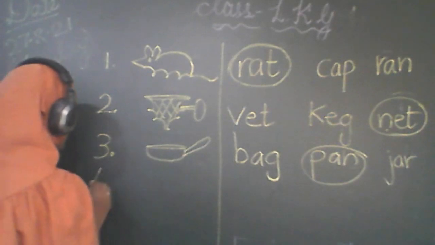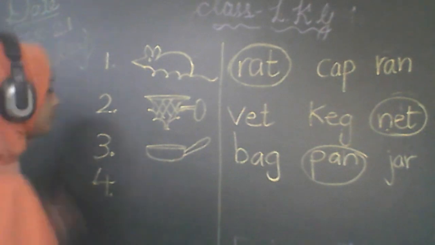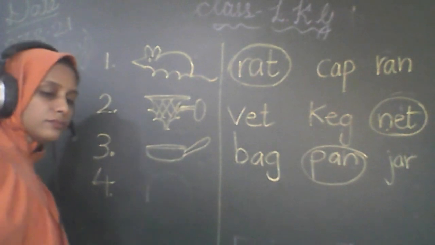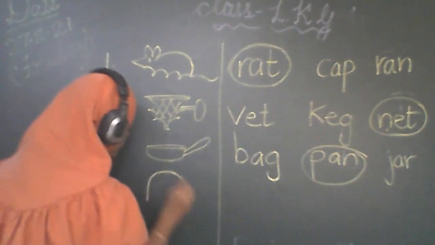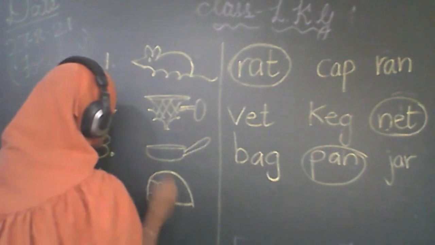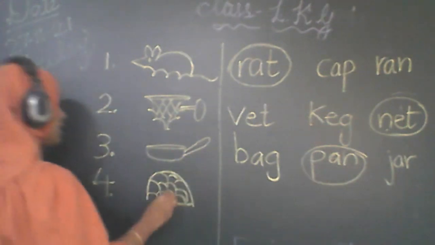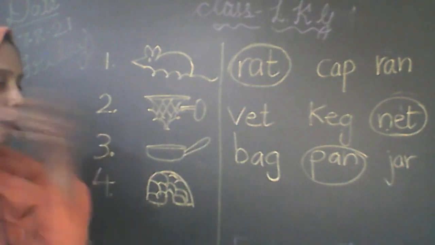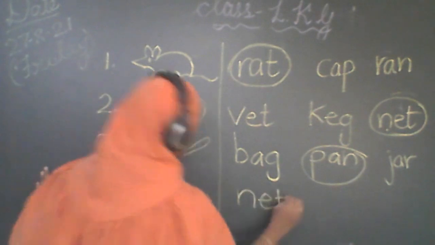Now, number 4 is, so what is this? A lion's home. So what is a lion's home known as? हमने पढ़ा था lion का घर क्या कहलाता है? Den. So it's a den. Okay, so we have to find out the word den and encircle it.